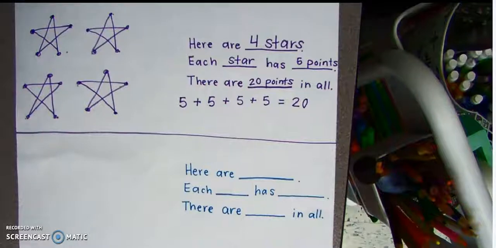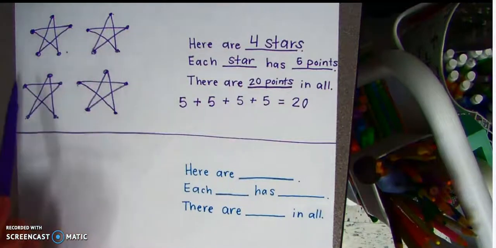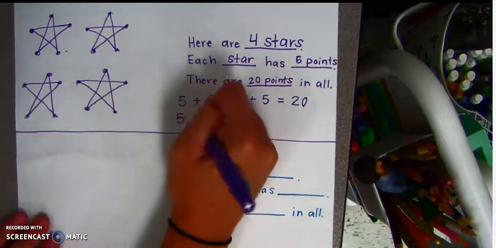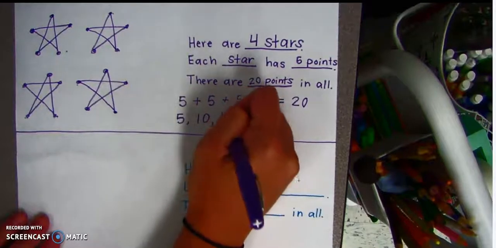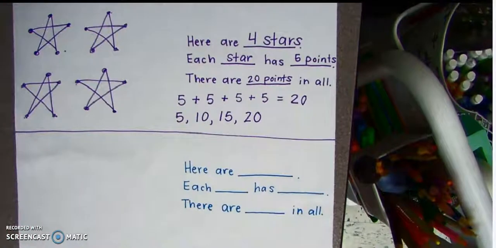You all also know how to skip count. I bet that you've been skip counting since you were in kindergarten or first grade. Since each star has 5 points, rather than count each point one by one, I could just skip count by 5s, and 5 is a really easy number to skip count by. So let's do that now. 5, 10, 15, 20. When I skip count, I still end up saying 20 at the end, to represent that there are 20 points in all.